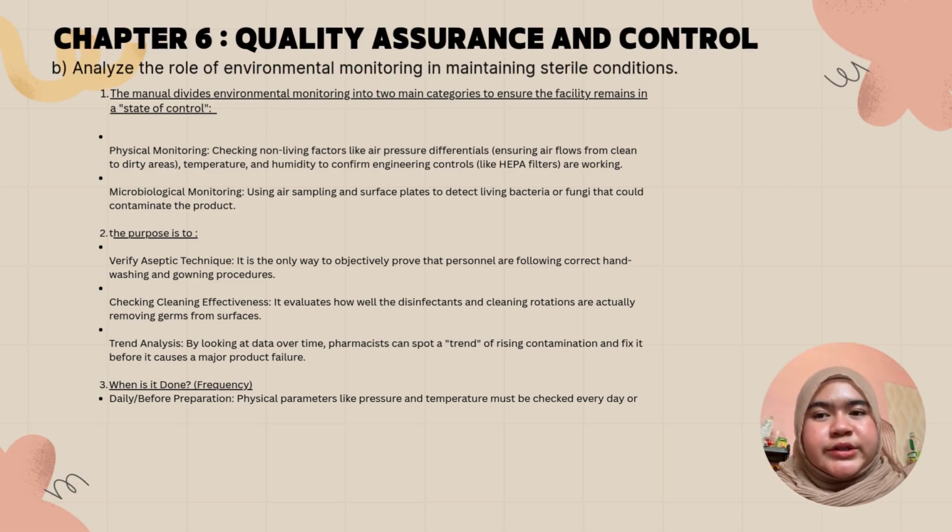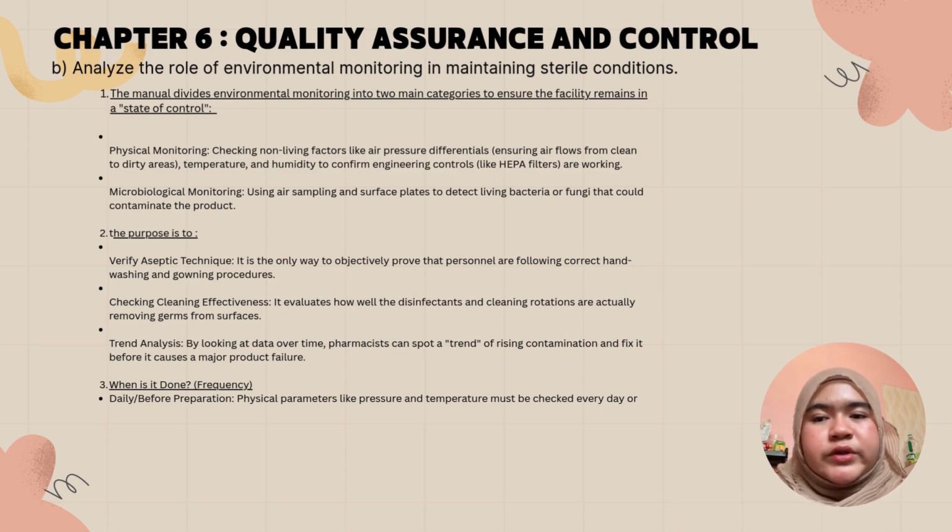Next, environmental monitoring. Environmental monitoring ensures that the compounding area remains in a controlled and sterile state. These include physical monitoring, such as checking air pressure differentials, temperature, and humidity to confirm that engineering controls like HEPA filtration are functioning properly. They also involve microbiological monitoring, using air and surface sampling to detect bacteria or fungi that could contaminate sterile products. The purpose of environmental monitoring is to verify correct aseptic technique, assess the effectiveness of cleaning and disinfection, and allow trend analysis.